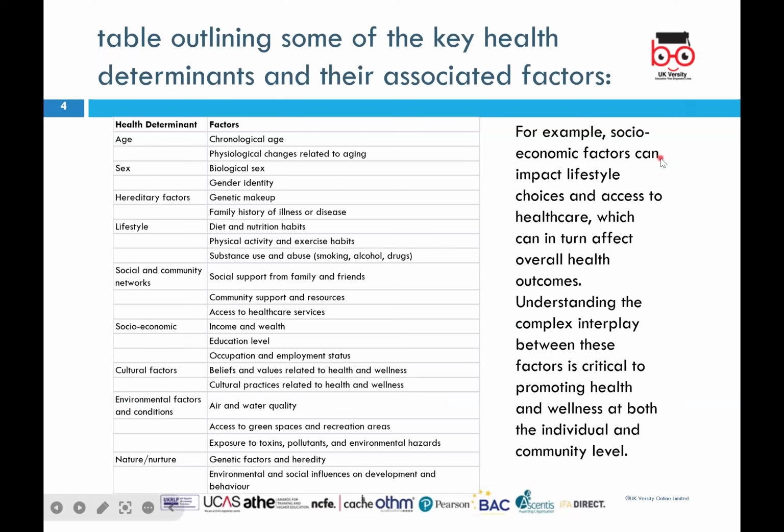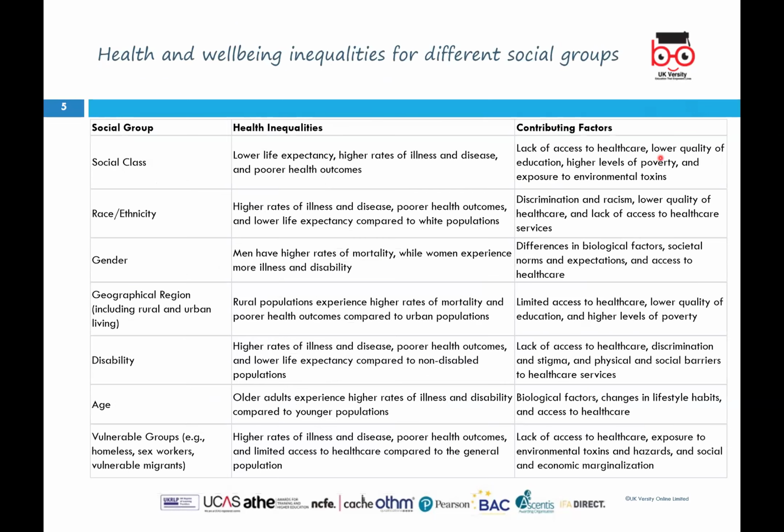Socioeconomic factors can impact lifestyle choices and access to healthcare, which can in turn affect overall health outcomes. Understanding the complex interplay between these factors is critical to promoting health and wellness at both individual and community level. We talked about social class, how health inequalities affect them, and what the contributing factors are. In the same way, we talked about race, ethnicity, gender, geographic region, disability, age, and vulnerable groups.